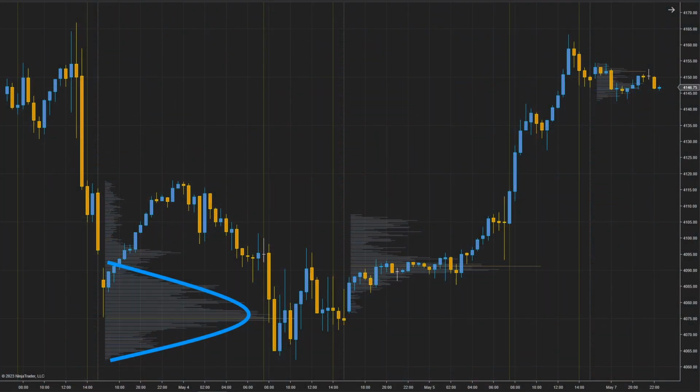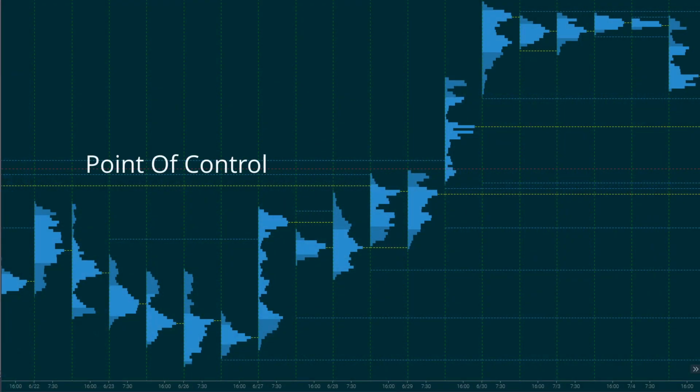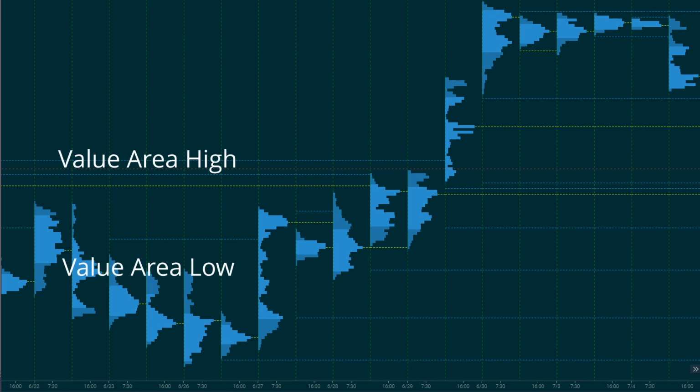It's more than just a really cool looking chart though. The resulting graph usually shows some sort of a Gaussian distribution, which you would not expect in a purely random market. The center of that distribution where the volume is highest is called the point of control, or POC. You can further include the volume around that POC until you have 70% of the day's volume to define the value area of the day.